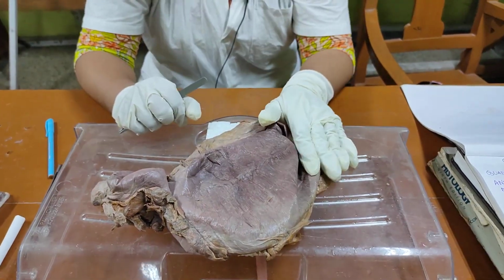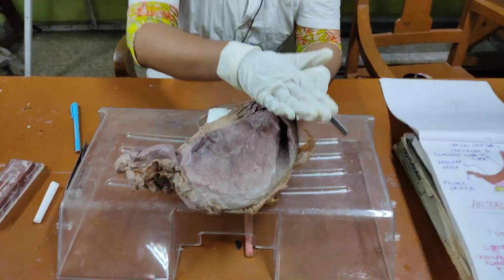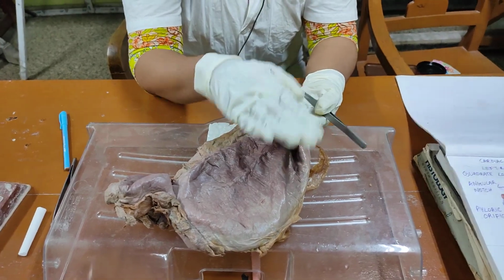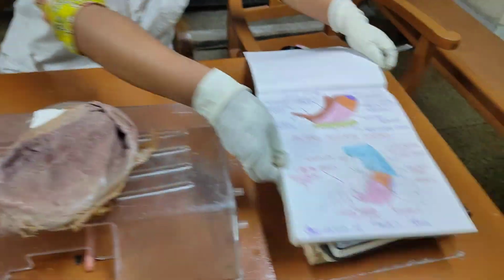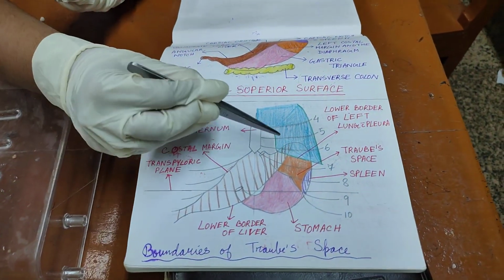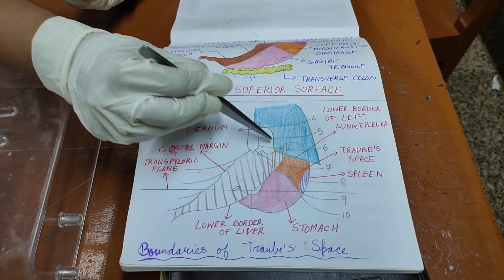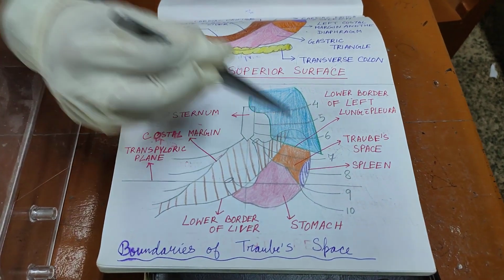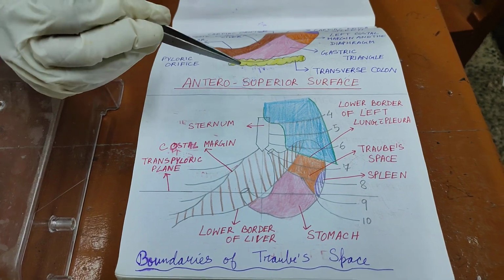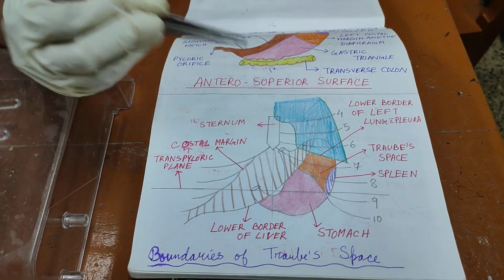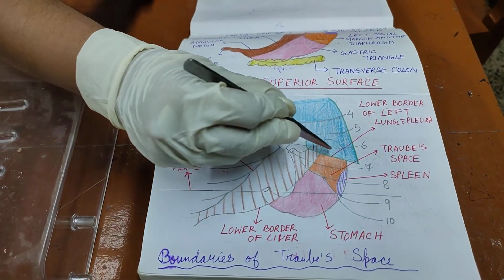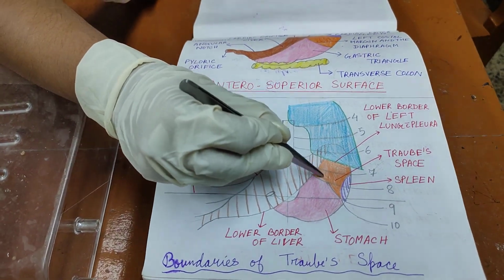Another important space comes here, just above the fundus. It is known as Traube's space. Look at this picture. What is this Traube's space? This is the left lung. Just outside the diaphragm, the left lung and pleura come in relation with the left upper part of the stomach. So, this orange area I have colored is the Traube's space.